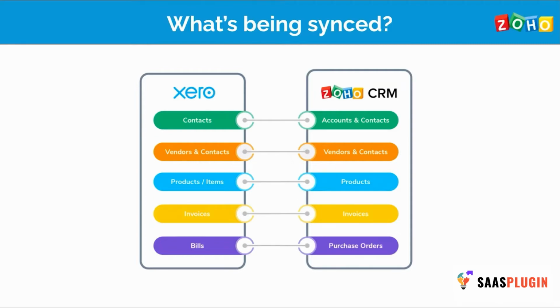So now that we've gotten that out of the way, let's talk about the exact modules that are being incorporated in this sync. Our sync specifically correlates your contacts in Xero to your accounts and contacts in Zoho CRM, your vendors in Xero to your vendors in the CRM, your products, specifically items, in Xero to your products module in the CRM, invoices to invoices, and as I just mentioned, your bills in Xero to your Zoho CRM purchase orders. Do note that the details regarding the specifics of a couple of these modules are discussed in depth in other videos. You can also find the link to those videos in the description below.